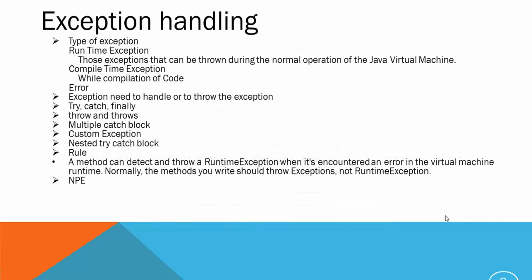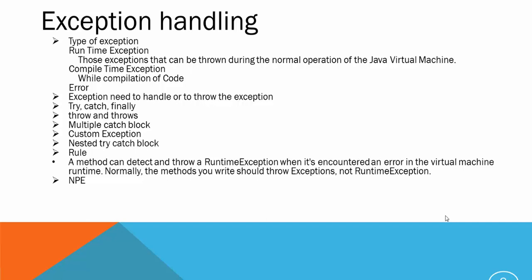So type of exception, as I said, runtime exception: those exceptions that can be thrown during the normal operation of the Java virtual machine. It is not caught at compile time. So at the time of writing the code, at the time of compilation, we can ignore runtime exception. Compile time exception comes during compilation of the code. An error doesn't come at the time of compilation, it may come at the time of execution.